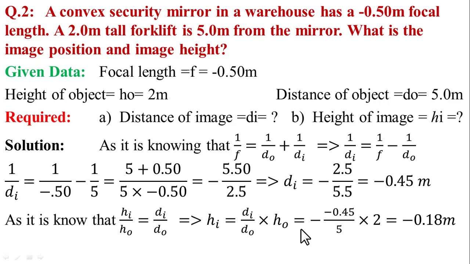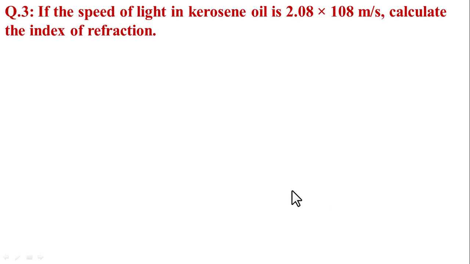So this implies that hi is equal to di over d naught multiplied by h naught. Putting the values, minus 0.45 divided by 5 multiplied by 2. So the answer is hi is equal to minus 0.18 meter.